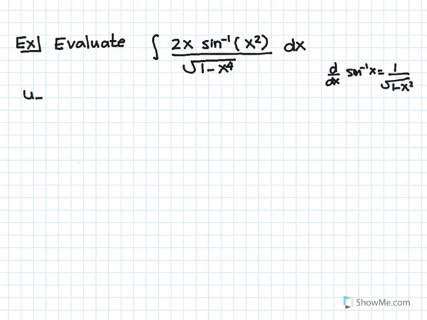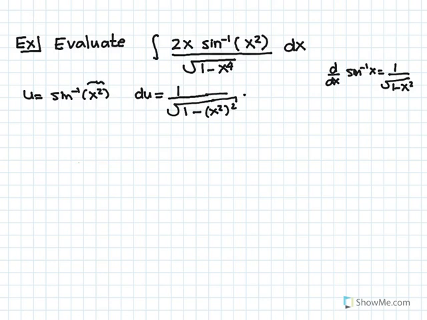Let u be equal to inverse sine of x squared. Its derivative du would be 1 over the root of 1 minus the inside squared, so we get x squared, all squared, and then multiply by the derivative of the inside, applying the chain rule. That means multiply by 2x times dx. All right, let's simplify this a little bit. We get du is equal to 2x divided by the root of 1 minus x squared squared, that's x to the 4th, dx.